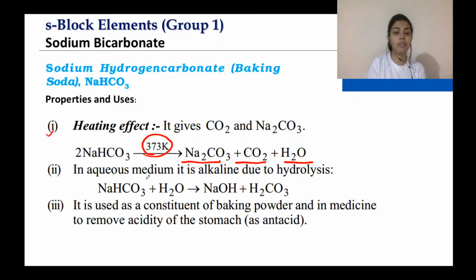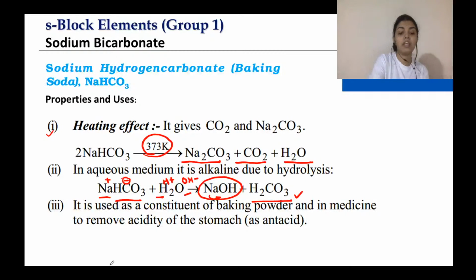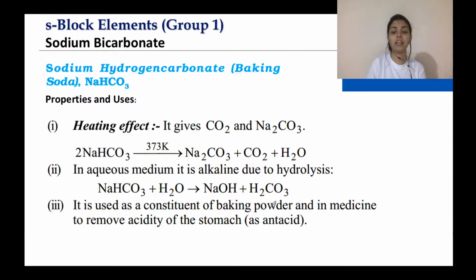In aqueous medium, what happens here is that, now see here, H plus is there, OH minus is there, here Na plus is there and HCO3 minus is there, right? So Na plus and OH minus will combine to form NaOH, and H plus and HCO3 minus will combine to form H2CO3. It is a constituent of baking powder, right? And it is also used as an antacid. Basically what happens is that when there is more secretion of HCl in our stomach than what is required, then we take antacid because we have gastric problems and all, right? So acidity of the stomach is cured by baking powder also. It is used in medicine.